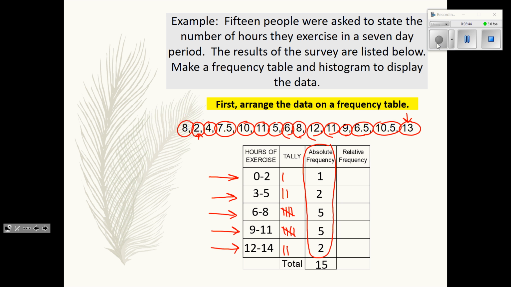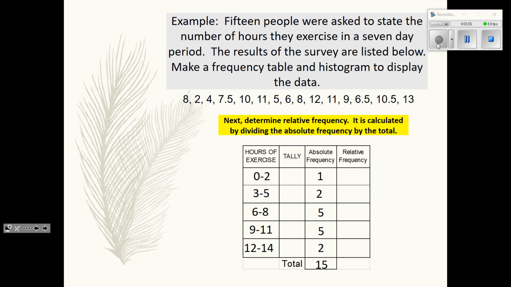So we can graph that. We can graph the absolute frequency. We're going to look at that in just a second. But first of all, what is the relative frequency? The relative frequency is going to be a percent. It is calculated by dividing the absolute frequency, the number here, by the total number.